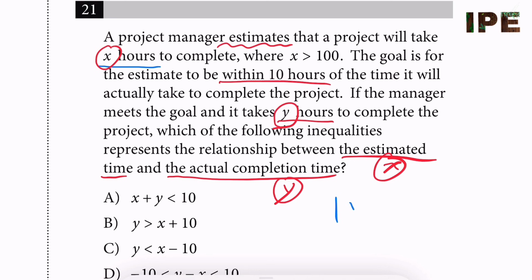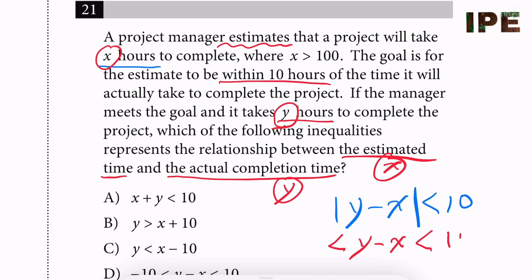That doesn't make a difference, y minus x. So what is the definition of the absolute value of y minus x? The definition is the distance between y and x. Okay, that distance, that difference should be within 10 hours, less than 10. So how do we solve an absolute value of an expression less than a number? I already told you, right? The expression inside the absolute value should be between the positive number and the negative number. Which one is the answer? D is the answer, right?